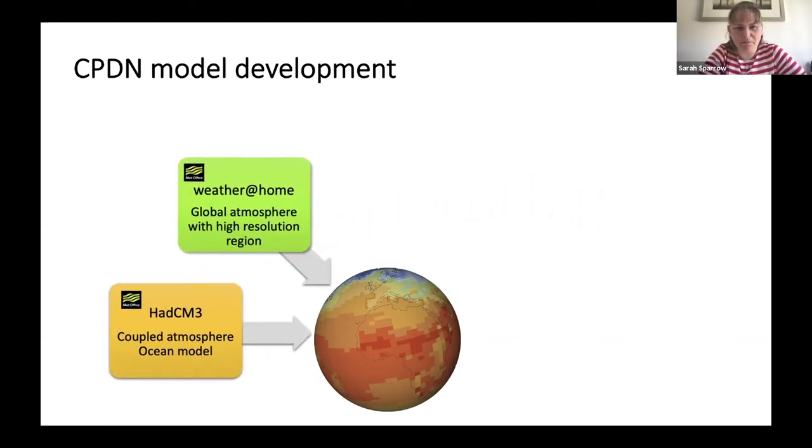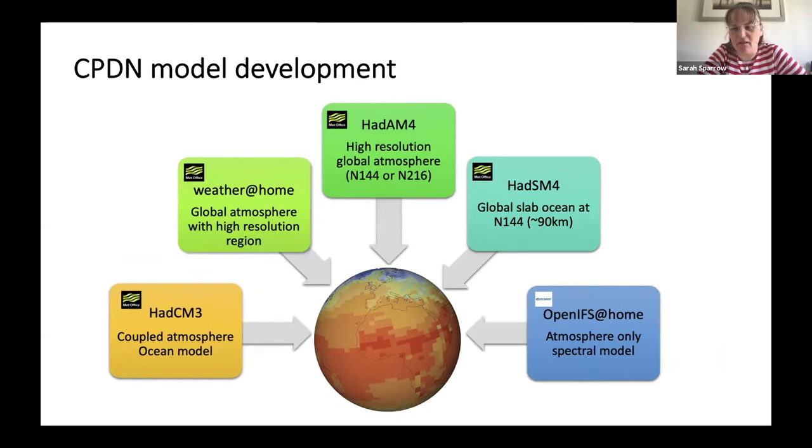Since we've been using JASMIN as our development platform machine, we've now brought several more models onto the climateprediction.net system. So this includes a high resolution global atmospheric model, HadAM4, and we've got two different horizontal resolution configurations of that. We also have a slab version of this model that we now have available. And as I said before, we've been working with ECMWF to bring the OpenIFS model, which is the academic version of their IFS forecasting system that's available at ECMWF. So we've brought that to run under climateprediction.net.